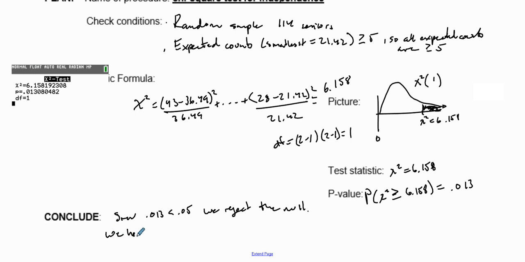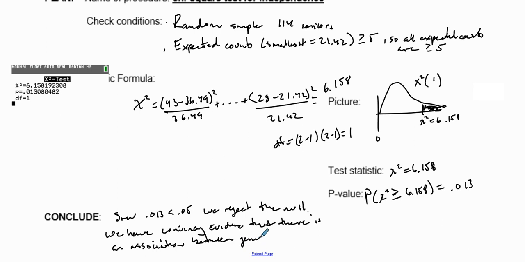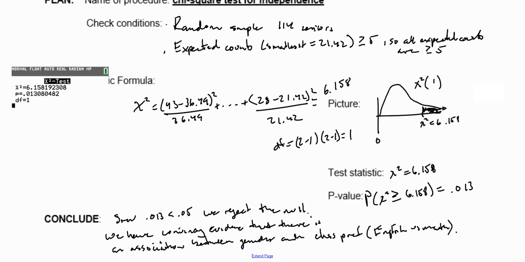We have convincing evidence that there is an association between gender and class preference, where the class preference is English versus math. And that's essentially what we found from here.